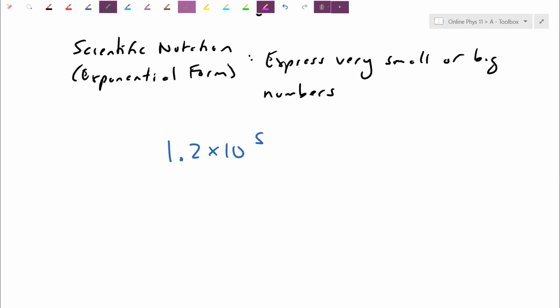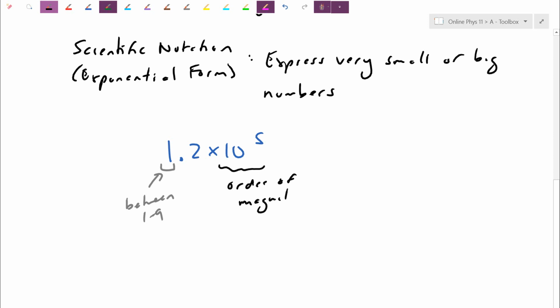Essentially, the thing I'm going to be looking out for is the first digit has to be between 1 and 9. It can come with any other digits. We'll talk about significant figures in the next lesson. And what we've done is instead of dragging out a lot of powers of 10, we've separated off the order of magnitude. This puts the decimal in the right orientation.